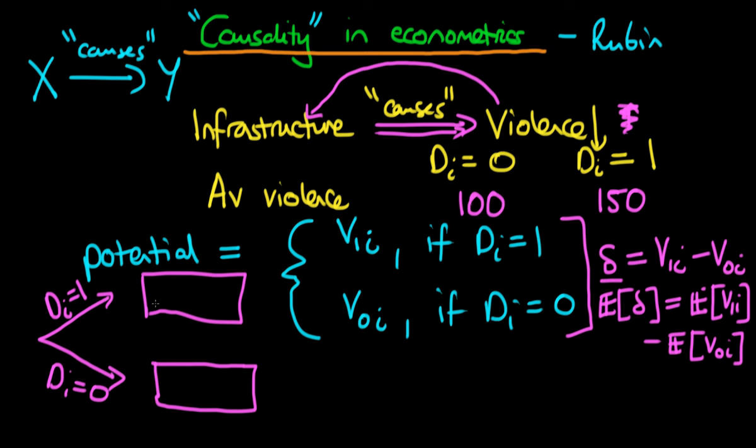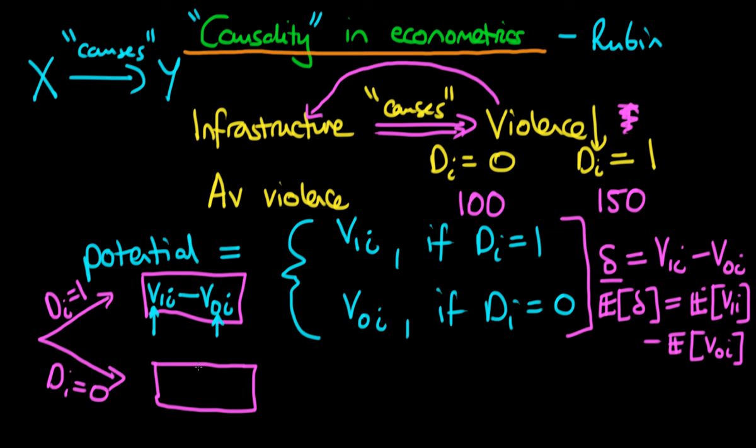And what we could do for both of these groups is say, what is the level of violence that that given district would have obtained had they received infrastructure spending, and compare that with the level of violence which they would have obtained had they not received infrastructure spending. So within each of these groups, we're comparing their two outcomes. In the top one, we actually observe V1i. So this V0i here is what we call a counterfactual.